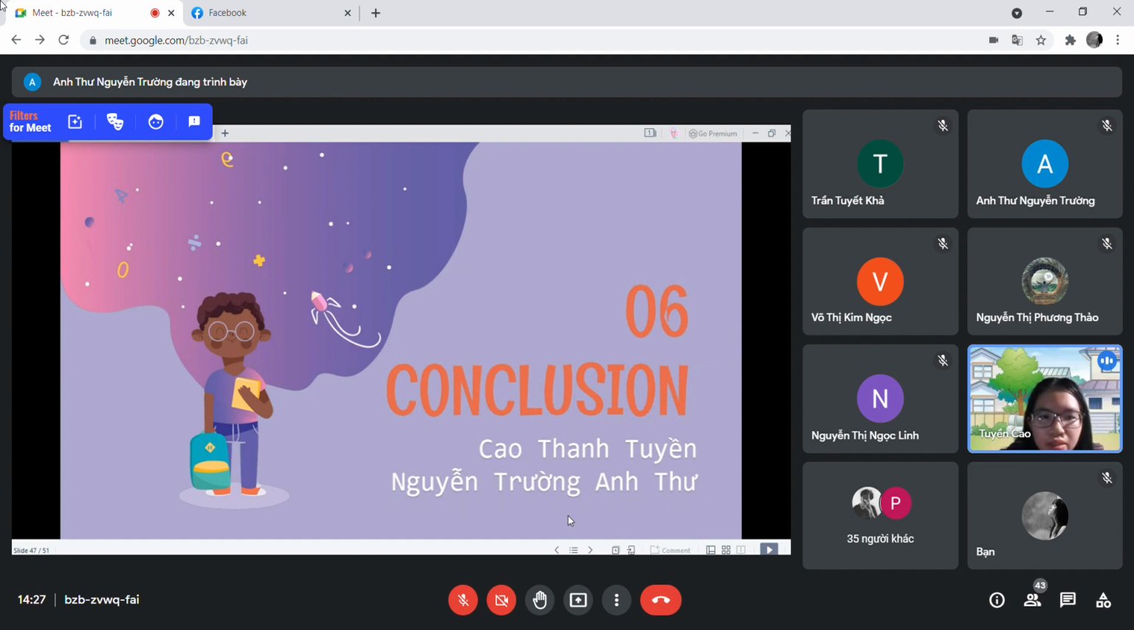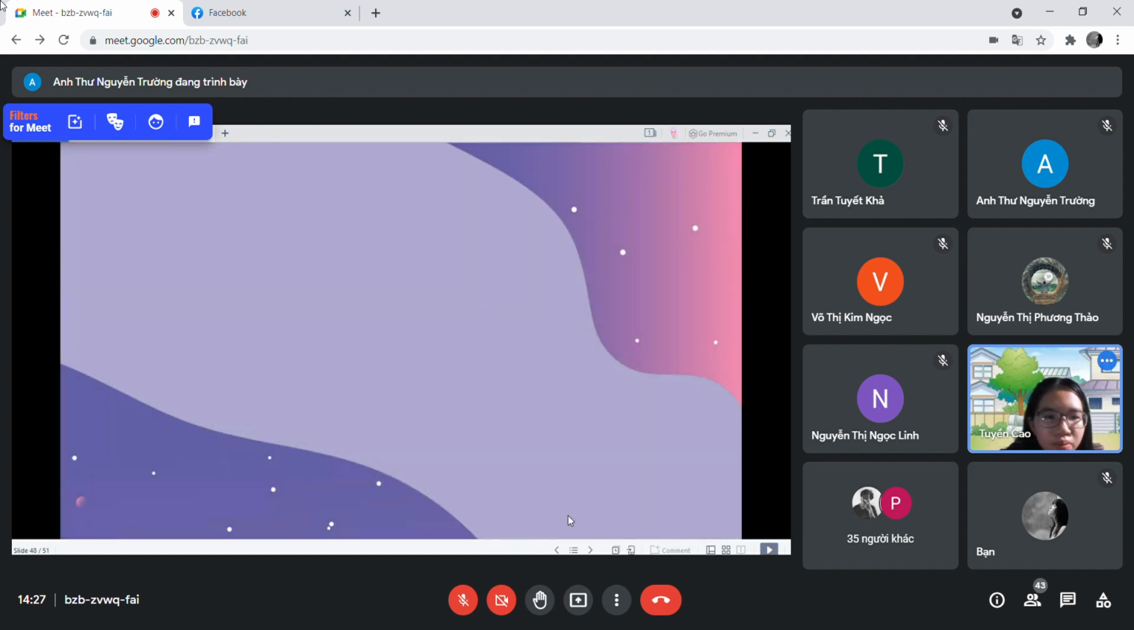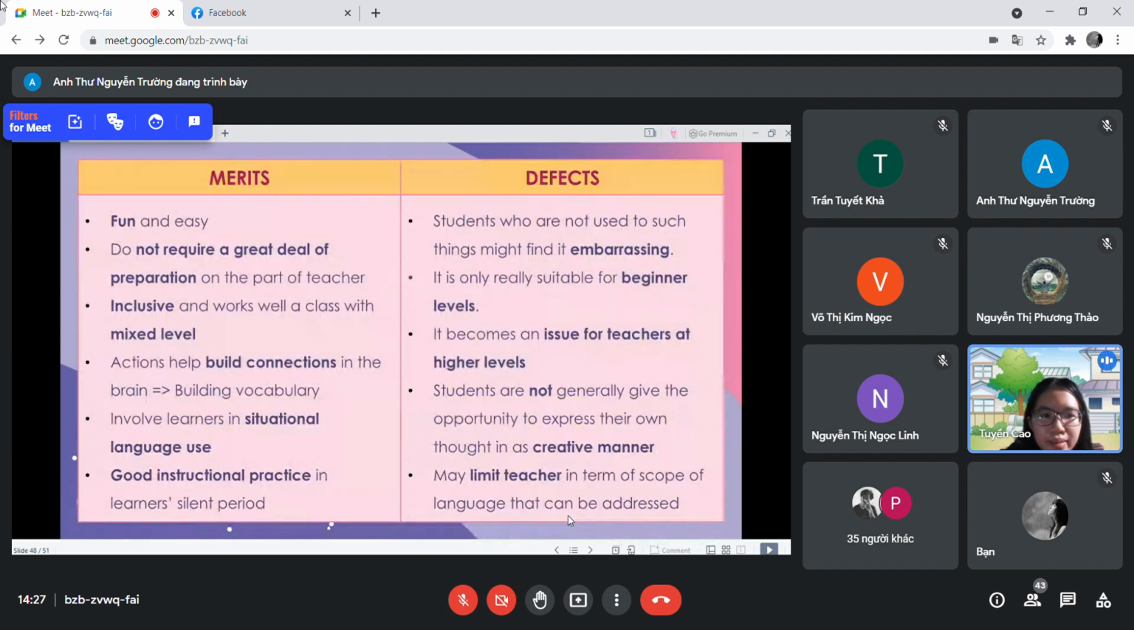In conclusion, I would like to give you some main points about this method. First of all, is about the merits and the defects of this method. And of course, as you see in the demonstration, it's really fun and easy for students to follow. However, if you were a shy student, you may find it very embarrassing to do several activities. Furthermore, it does not require a great deal of preparation on the part of the teacher, and it is also inclusive and works well with a class of mixed levels.